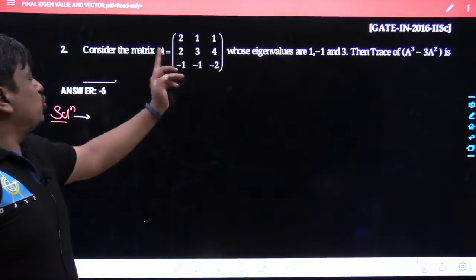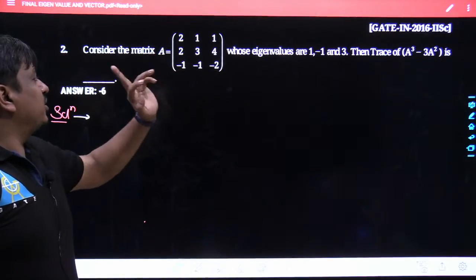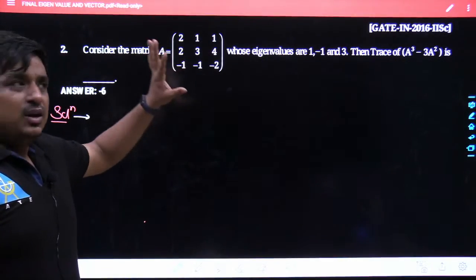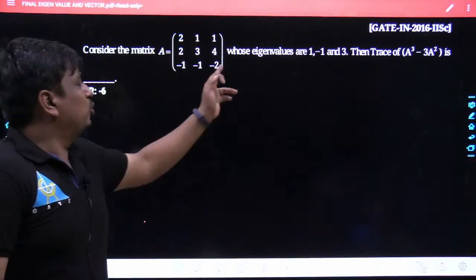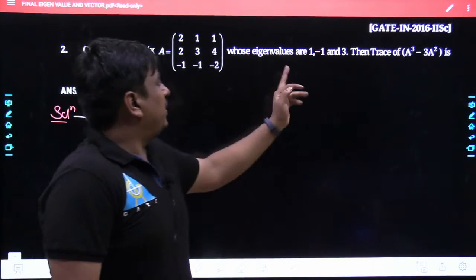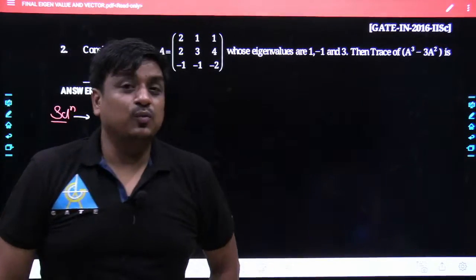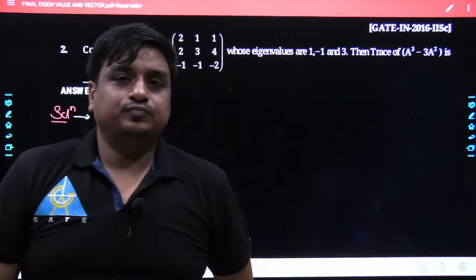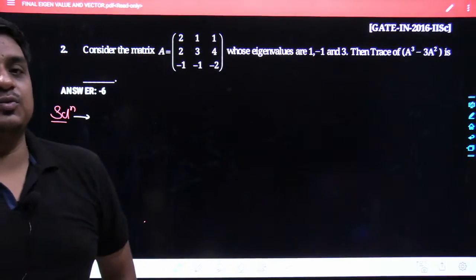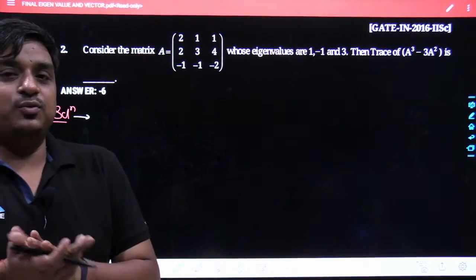Consider the matrix 2, 1, 1, 2, 3, 4, -1, -2, -2. It's a problem of a 3 cross 3 matrix whose eigenvalues are 1, -1, 3. Then the trace of A cube minus 3A square would be. What would be the answer out of this?